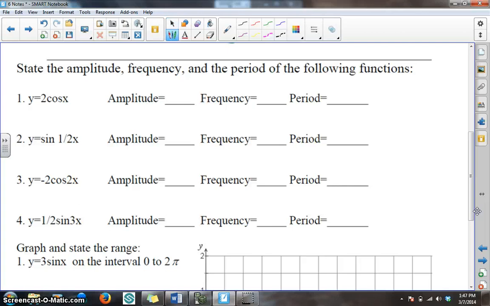So they're going to say to you, what's the amplitude? It's the number in front. What's the frequency? It's the number in front of x. What's the period? Take the 2 pi, put it over the frequency, and then simplify, and I'm done. Is everybody okay there? You're going to do these next 9 for examples 2, 3, and 4 right now.